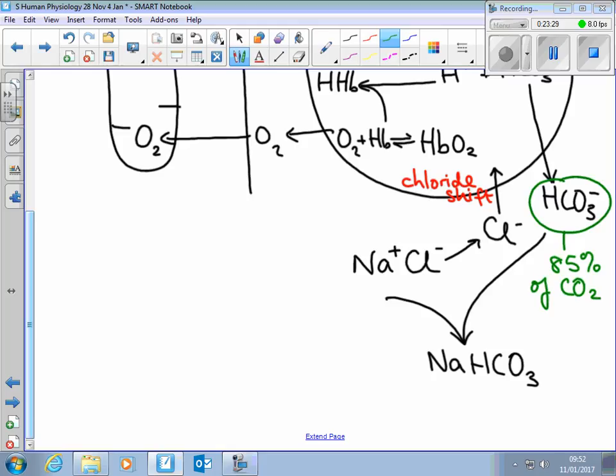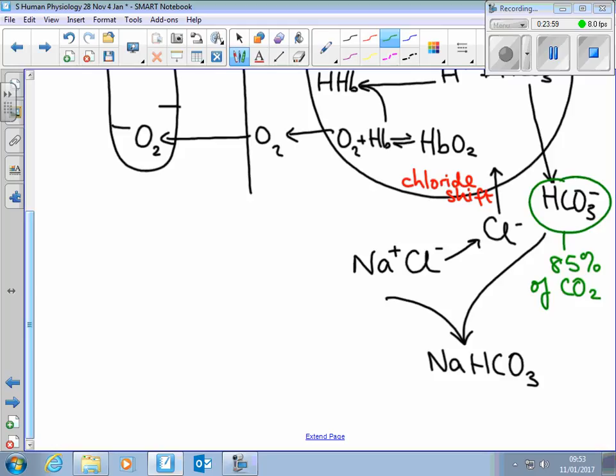I didn't need to draw all that out. Sometimes all I do in this section is just literally write 5% in solution in the plasma, 10% attached to hemoglobin, 85% as hydrogen carbonate ions in the plasma, and that's it. All right, but you've got the diagram there, and it's sometimes just helpful to demystify what appears to be a ridiculously complex sheet.